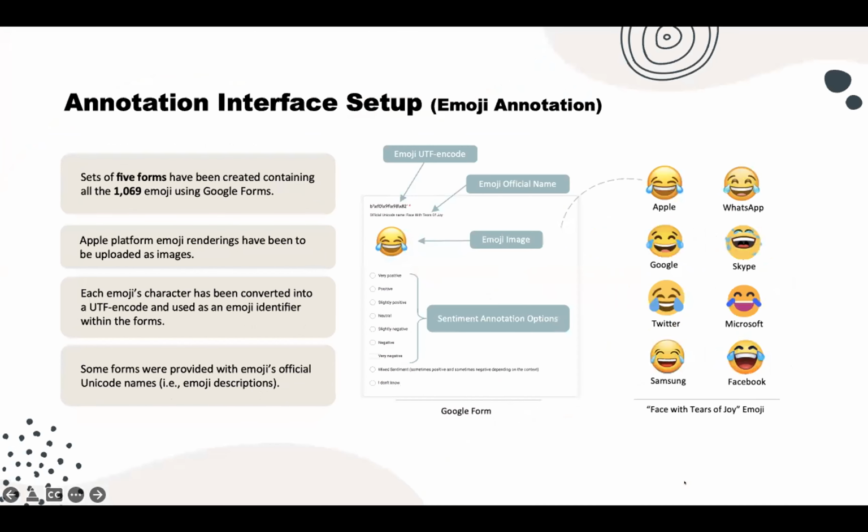After that, we set up an annotation interface containing sets of 5 forms using Google Forms. The forms contain all the 1,069 emoji. We chose Apple platform emoji renderings and uploaded them to the forms as images. We also converted each emoji character into a UTF encoding and used it as an emoji identifier within the forms. Also, some forms were provided with the emoji's official Unicode names as emoji descriptions.